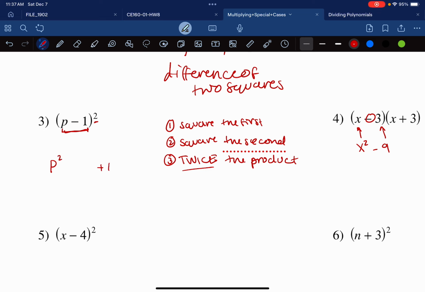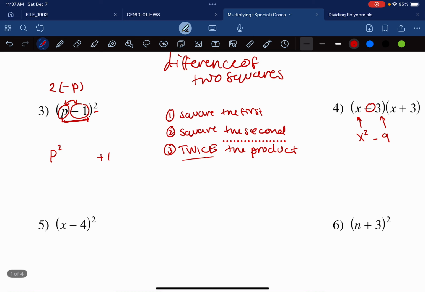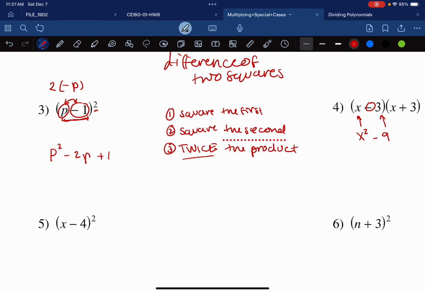And then twice the product. What does this mean? So basically what you do is you take these terms and you multiply them together. So we get negative p. Then we're going to twice it. So this is what we call the product. And then we multiply it by 2. So we're going to get negative 2p. And that's going to be your answer.